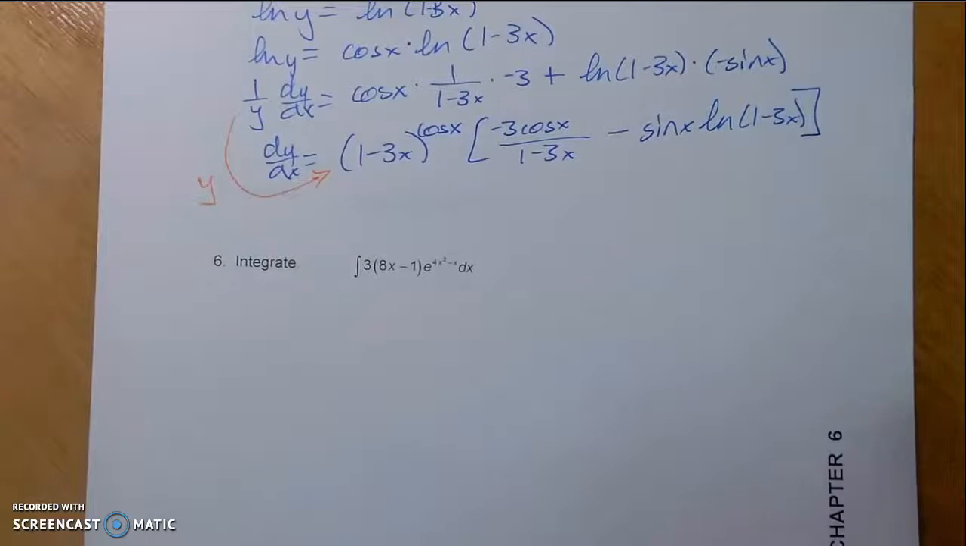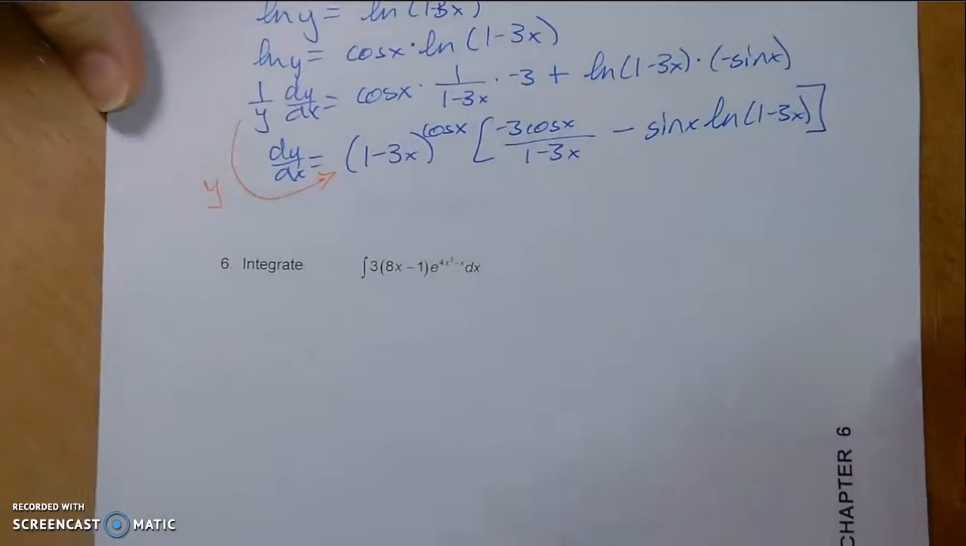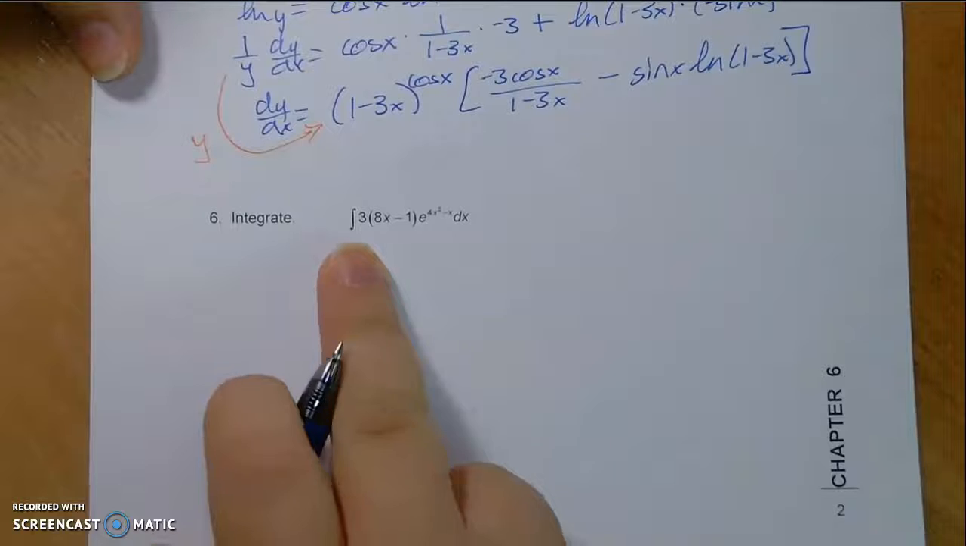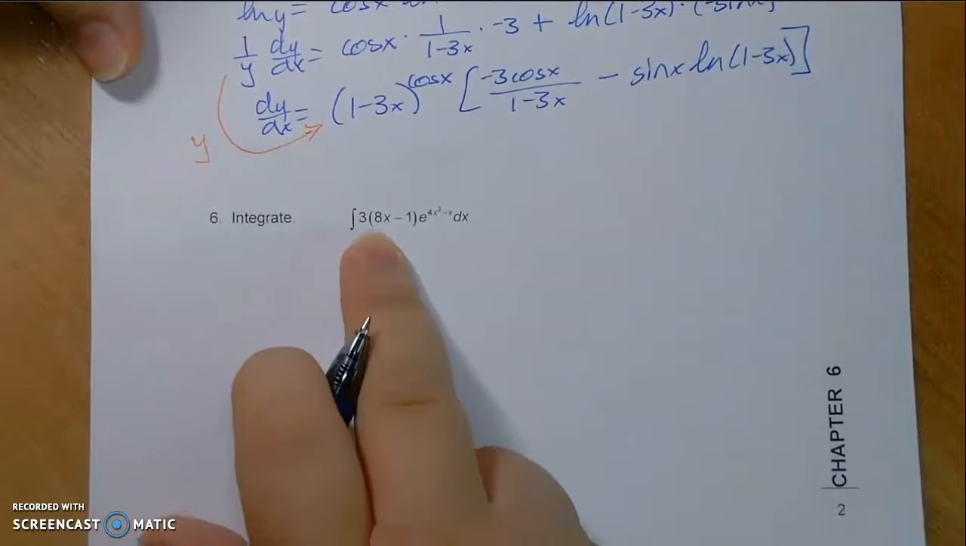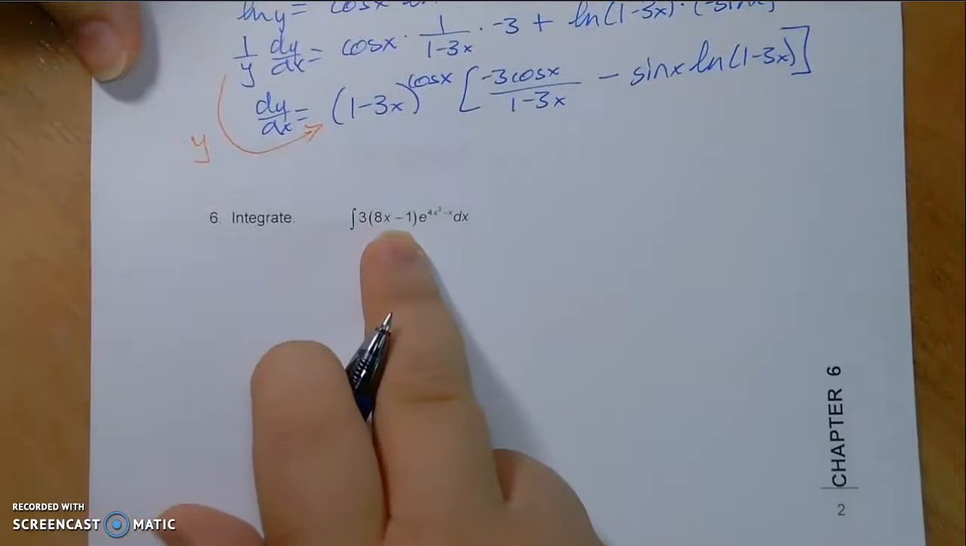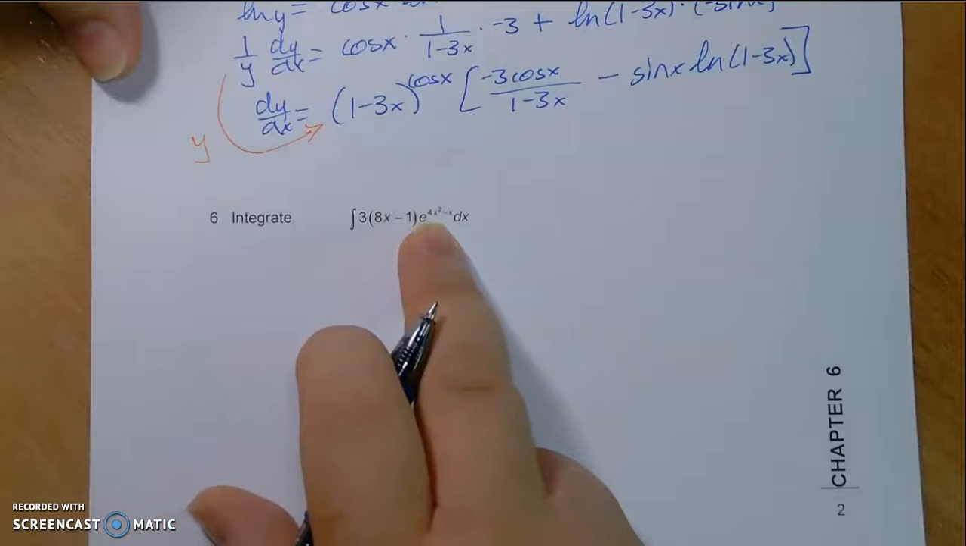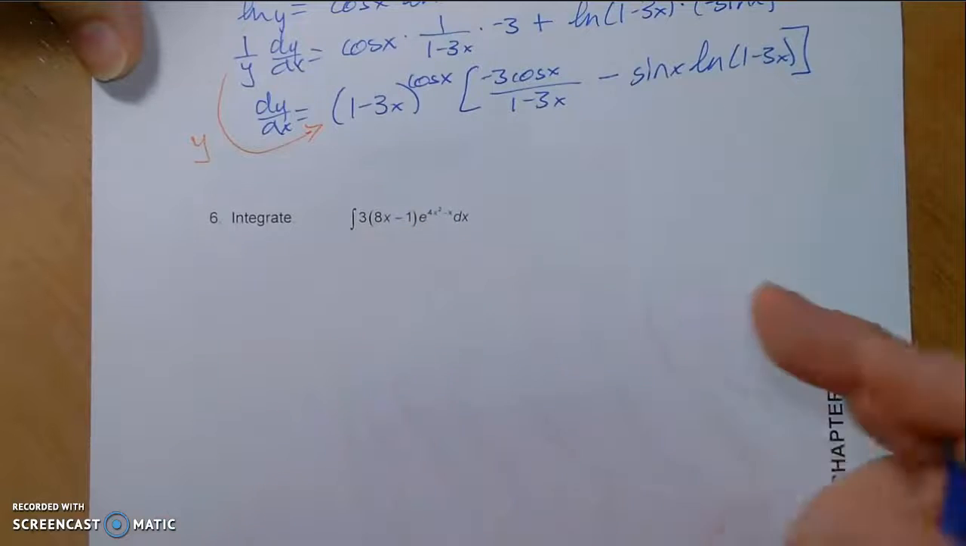Okay, so as we continue our test review, we're going to go into our integrals, and we'll start right here with this integral right here. The integral of 3 times (8x minus 1) times e to the 4x squared minus x dx.